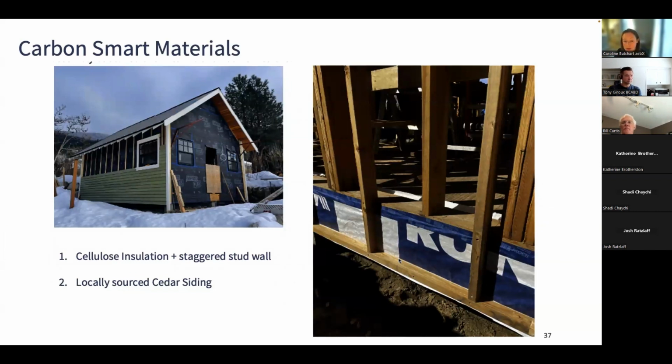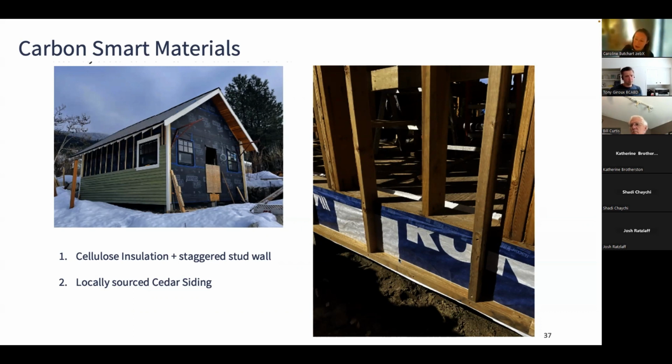Carbon smart materials. So instead of using foamed or EPS type insulations, they have used cellulose insulation and a staggered stud wall here. So they needed to increase the thickness of the wall to use a cellulose insulation. So this staggered stud solution, he said, was probably the hardest thing about the project. And they also introduced this at quite a late stage. So they were doing a lot of these modifications on site.